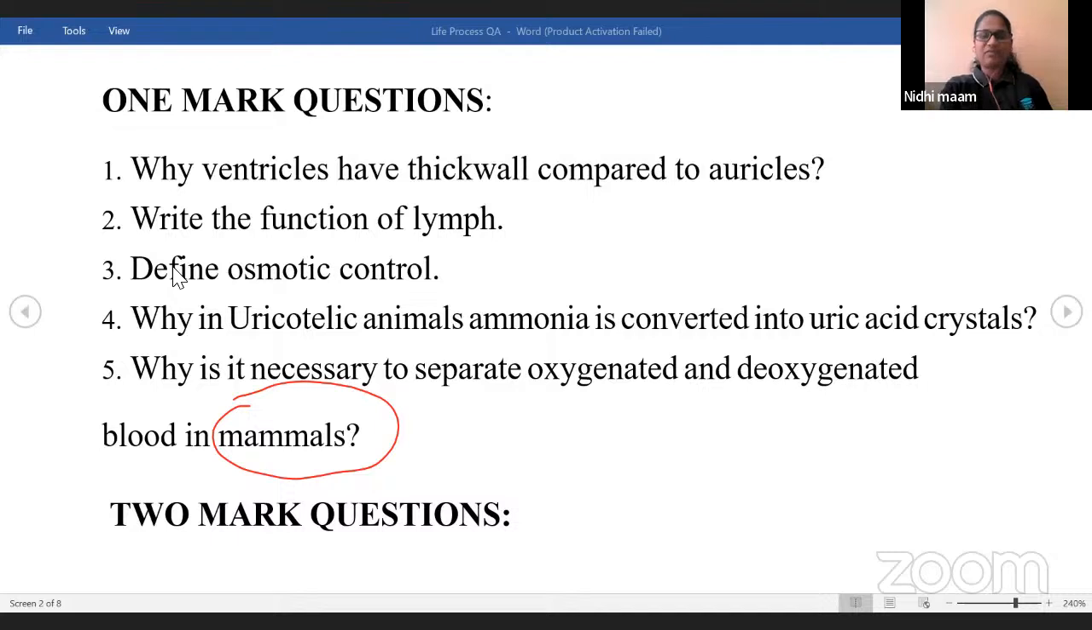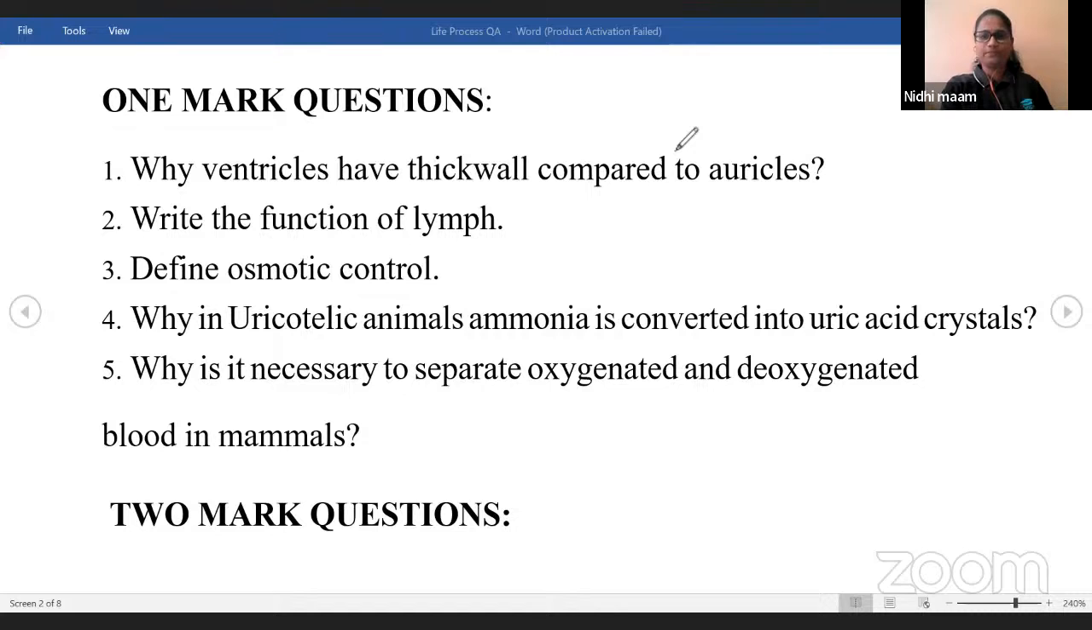Good. Write the function of lymph. As we discussed, to transport the nutrients and proteins to the blood as well as to kill the harmful agents. Define osmotic control. Anyone? What do you mean by osmotic control?